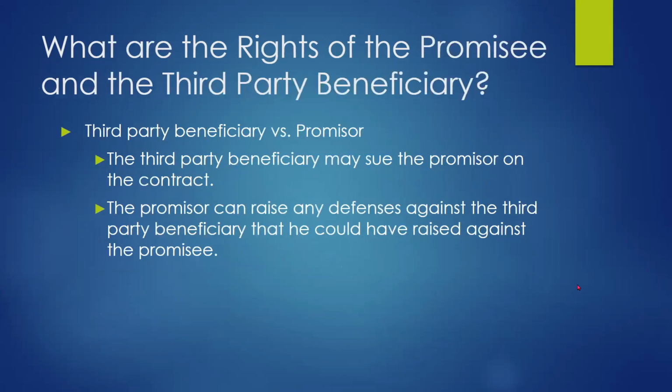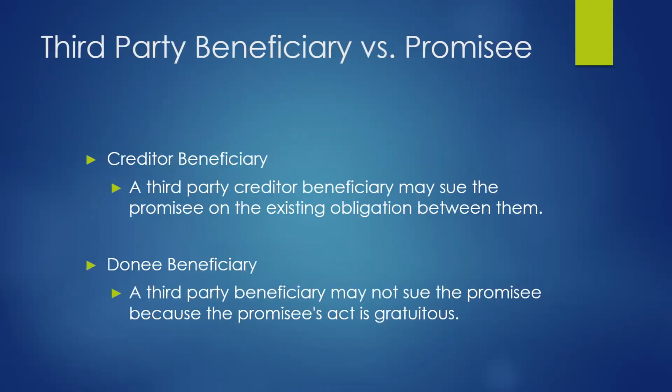What are the rights of the promisee and the third-party beneficiary? Third-party beneficiary versus promisor. The third-party beneficiary may sue the promisor on the contract. The promisor can raise any defenses against the third-party beneficiary that he could have raised against the promisee. Third-party beneficiary versus promisee. Creditor beneficiary. A third-party creditor beneficiary may sue the promisee on the existing obligation between them. Donee beneficiary. A third-party beneficiary may not sue the promisee because the promisee's act is gratuitous.